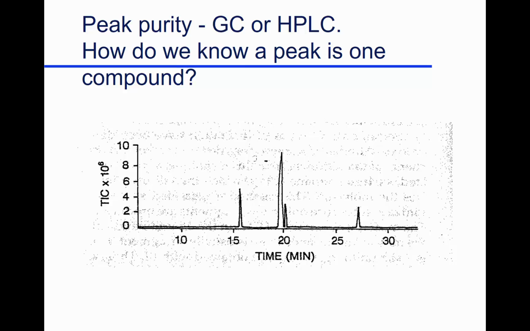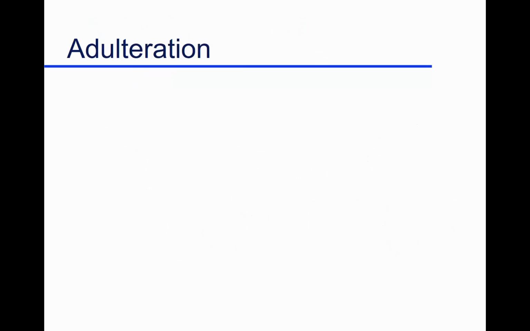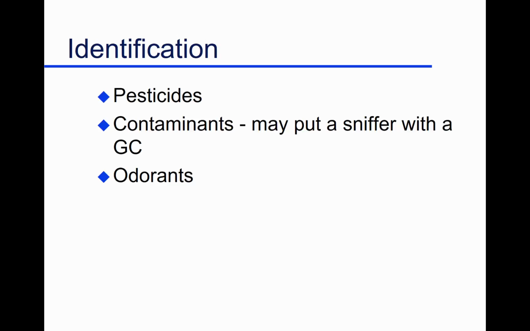Purity, GC, HPLC: how do we know a peak is pure? Right, we do a mass spectrometer. We don't know what that is. We think we do, but we don't know what it is until we put some effort into ensuring it is what it is, and that's mass spectrometry.